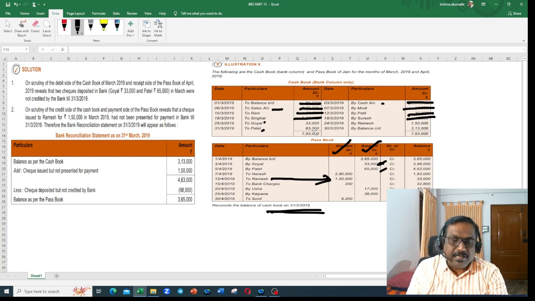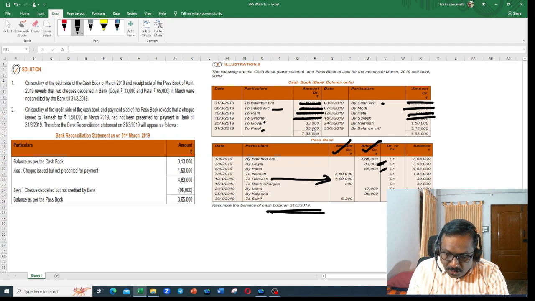This by Usha 17,000. That is 20th April. So that is probably that nowhere it is mentioned here. Usha check received in the month of March and credited in the passbook in the month of April. They did not mention. So we don't require to consider this.